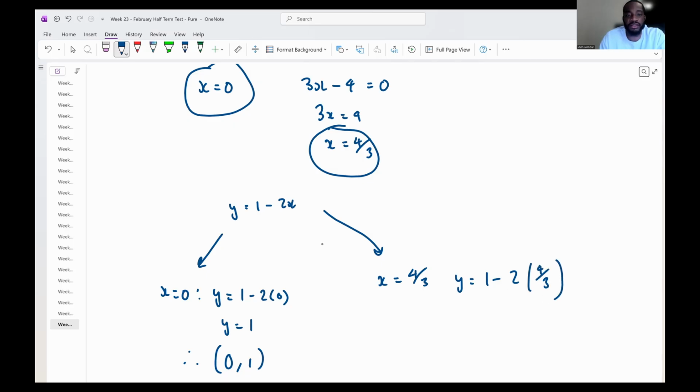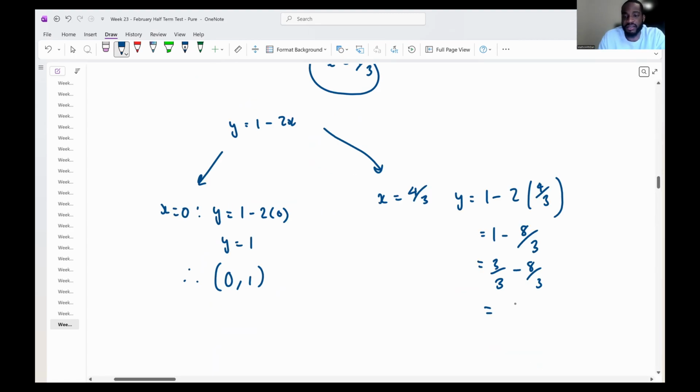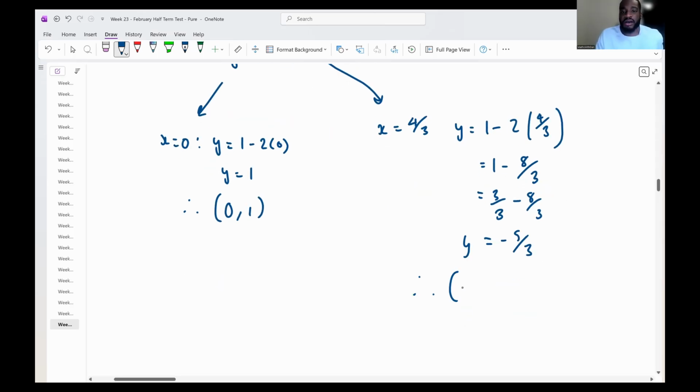Is that correct? Yeah, that's fine. So therefore, we're going to have this equal to 1 minus 8 over 3, right? Which is 3 over 3. 3 minus 8 is 5. This is going to be minus 5/3. Is that correct? Let me just double check. 8 over 3, that's fine. 3 over 3, 3 minus 8 is minus 5. Yeah, that's fine. So therefore, the other coordinate is x equals 4/3, and y equals minus 5 over 3.